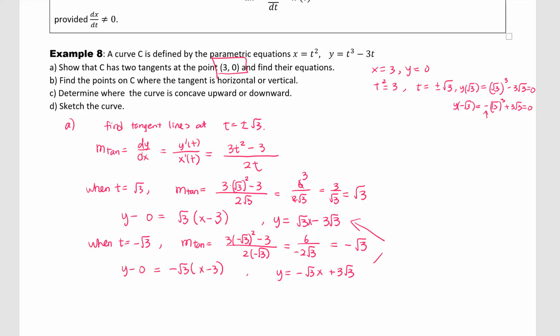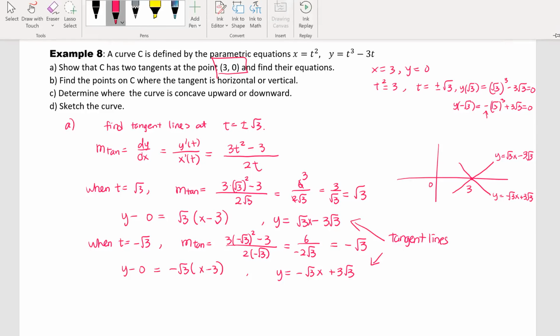Okay, so they are tangent lines. What does the picture look like? Well, at the point (3, 0), we have two tangent lines. This tangent line is square root of 3 x minus 3 square root of 3, and this tangent line is negative square root of 3 x plus 3 square root of 3. So we actually have two tangent lines passing through the same point. So far, so good, everybody? So that's part A.